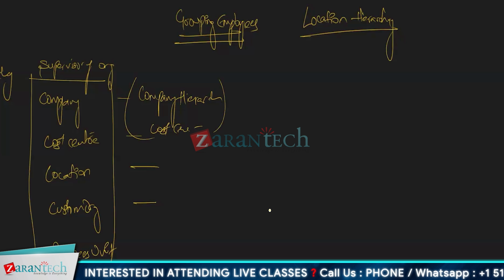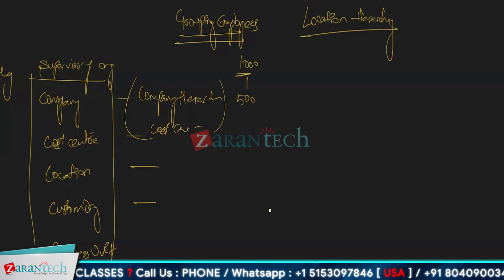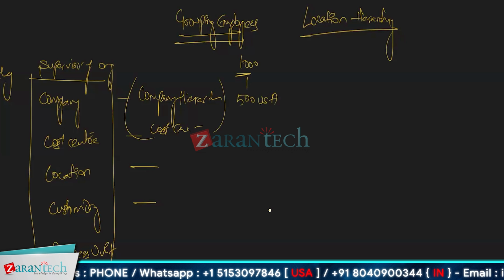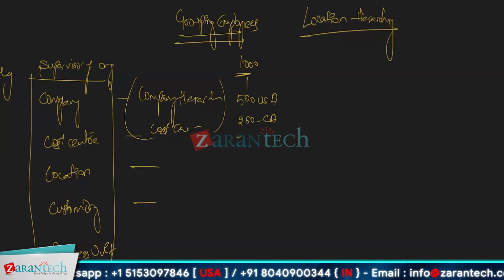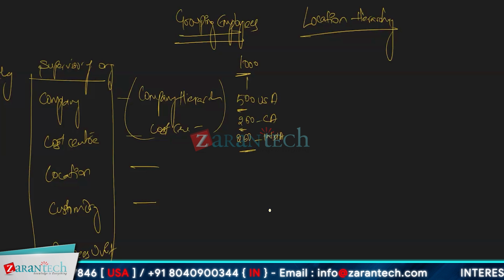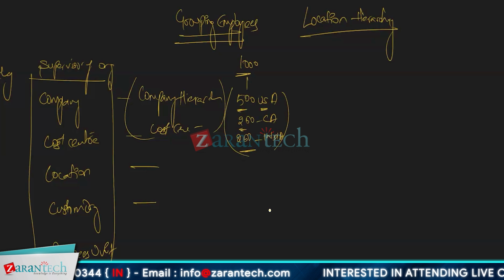Let's say there are 1000 employees in your company, and out of these, 500 are from the USA, 250 from Canada, and 250 from India. Now, how do you want to group these employees? Obviously, when I say USA, it will not be just USA. It will be some place in the USA. There will be some state, there will be some location.